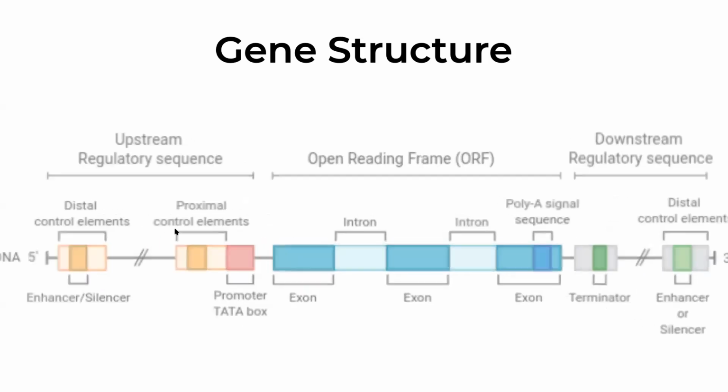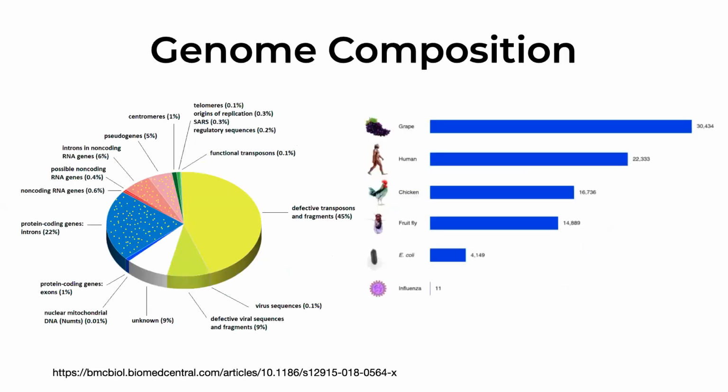Now, there is also a variety of types of sequences in the genome. So you can see here, I think this is for the human genome, there are transposons and fragments, which constitute about 45% of the human genome. You have a lot of defective viral sequences and fragments, full virus sequences about 0.1%, nuclear mitochondrial DNA. Protein coding genes only compose about 1% of the full human DNA. And the length of the genome varies significantly between different organisms.